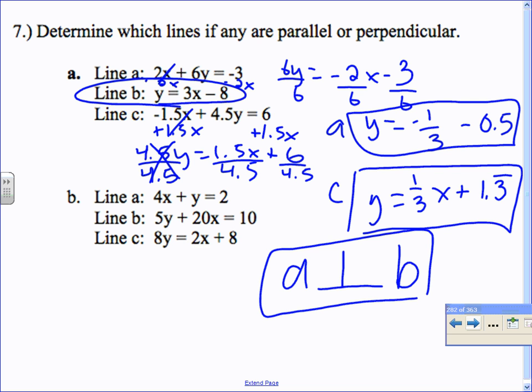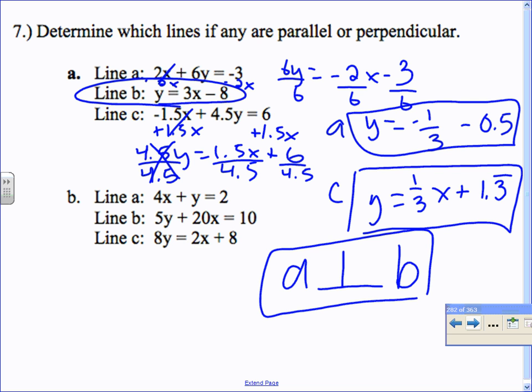Matt, did you have a question? A has negative 1/3, C has positive 1/3. Yes. Did you get a negative 1/3 for A? No, C has a positive, A has a negative.